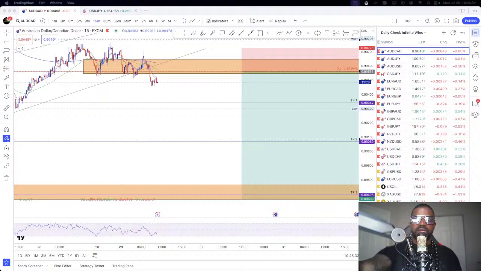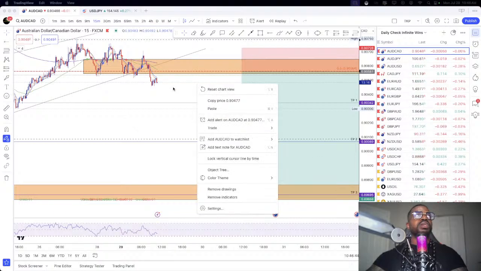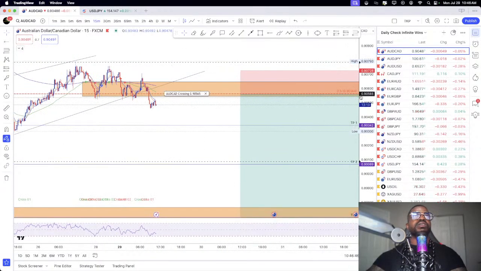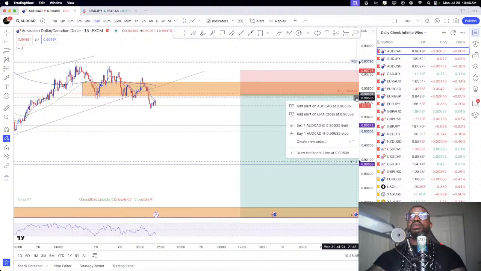So this is how we pretty much identify the areas that we want to place our trades, leave the market, and use our alerts to let us know when we need to come back, so you don't have to just sit around and stare at the trades.